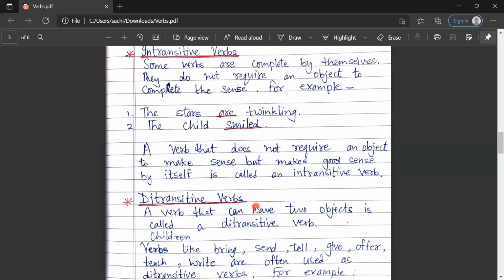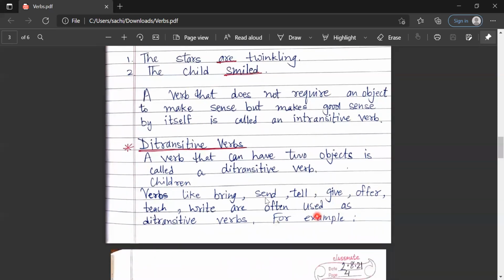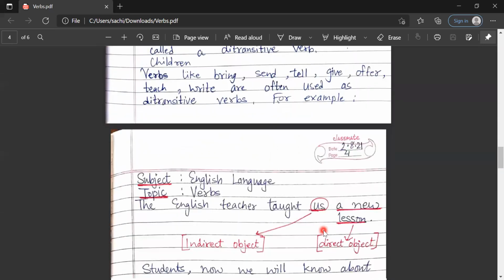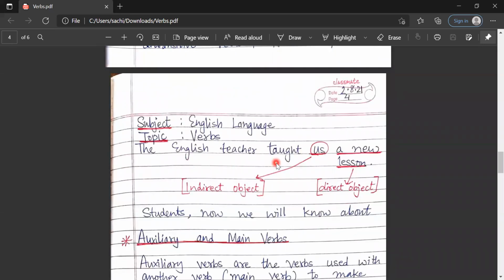Ditransitive verbs. A verb that can have two objects is called a ditransitive verb. Children, verbs like bring, send, tell, give, offer, teach, write are often used as ditransitive verbs. For example, the English teacher taught us a new lesson. Here, in this sentence, us is the indirect object and a new lesson is the direct object.